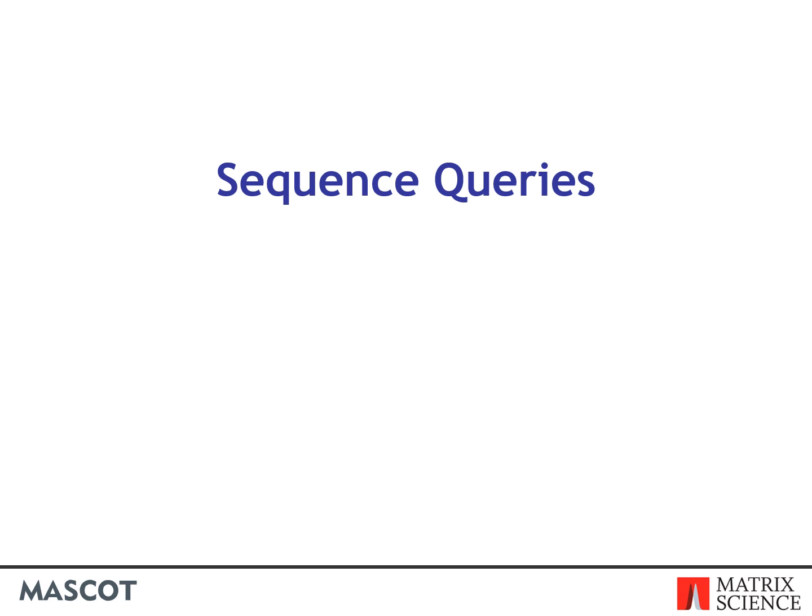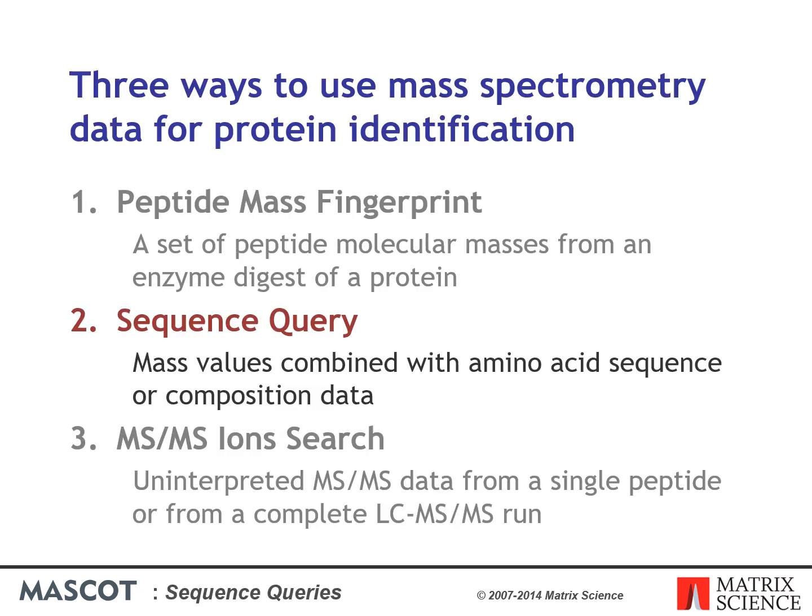This presentation describes how sequence query can be used to find a match to a peptide with an unknown modification, or even when the peptide sequence differs from that in the database. You will remember from the introduction that sequence queries are searches where mass information is combined with amino acid sequence or composition information.